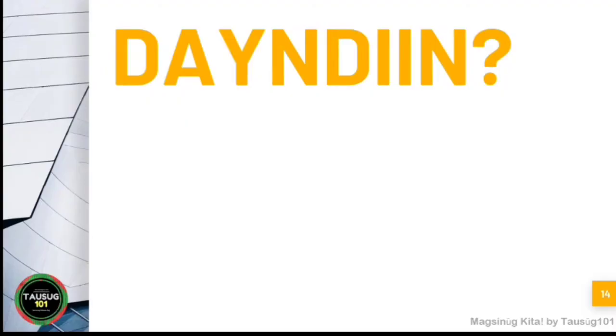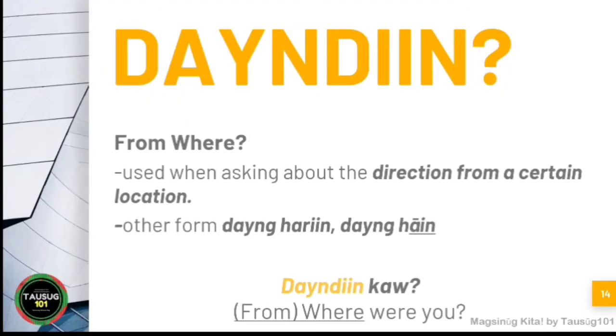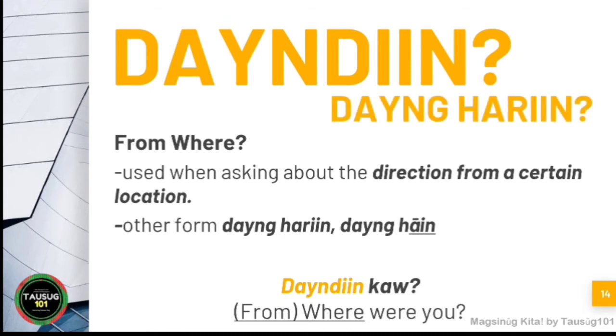Then we have daindiin. Daindiin is the opposite of pakain. This question is used when asking about the direction from a certain location. Other forms, dainghariin or dainghain. An example here, daindiin kau. Daindiin kau or dainghariin kau or dainghain kau. From where were you?